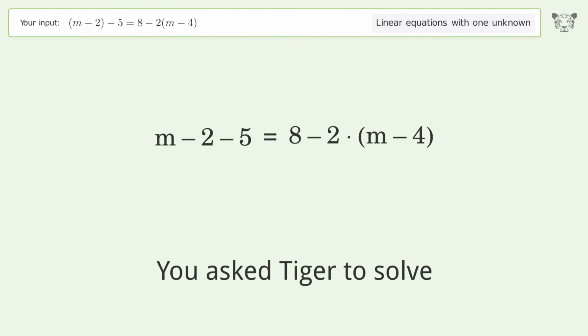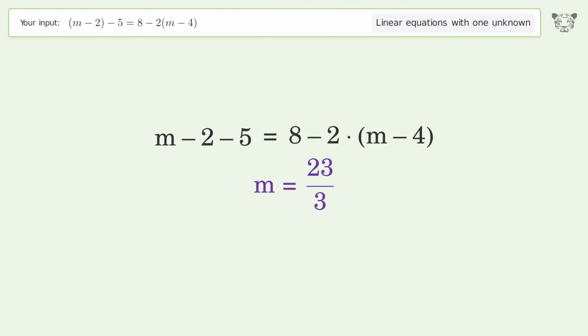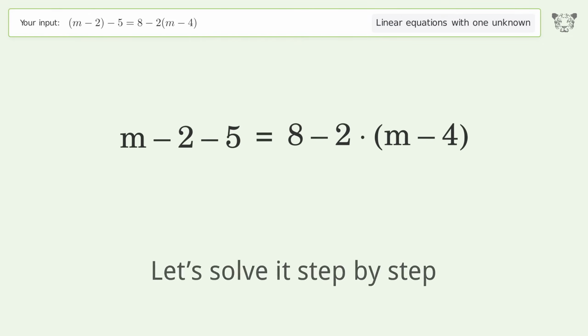You ask Tiger to solve this. It deals with linear equations with one unknown. The final result is m equals 23/3. Let's solve it step by step.